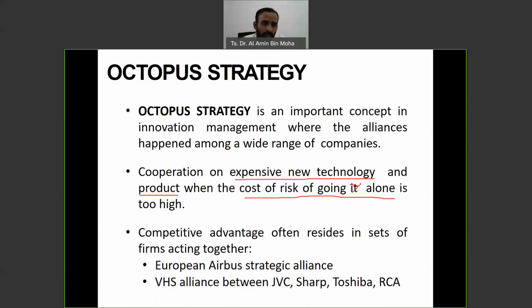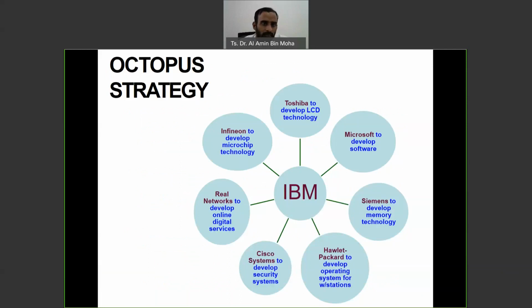We have many living examples. Competitive advantage often resides in sets of firms acting together, like the European Airbus strategic alliances, and the VHS alliance between JVC, Sharp, Toshiba, and RCA. So this is a global example. This is what we call the octopus strategy. We can see why we say octopus, right?